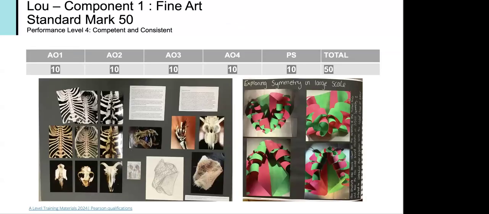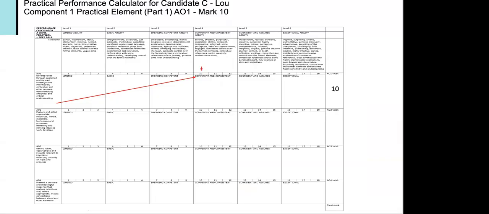So it was 10 across, really, 10 for each of the assessment objectives. So it's level 4, just into competent and consistent. 10 for each AO and 10 for the personal study. So let's have a look at how Lou achieves that. So she achieves a level 4 across all assessment objectives in this AO.